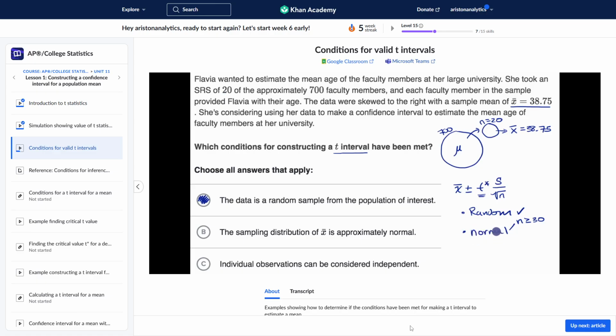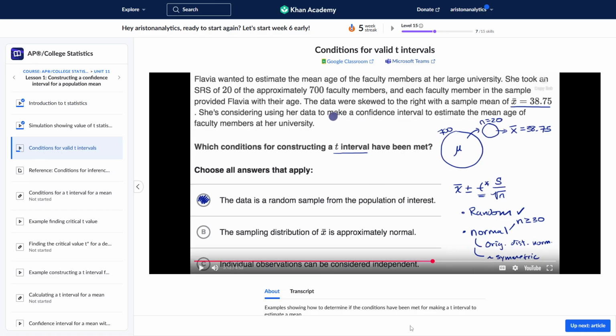That's not the only way to meet the normal condition. Another way, if we have a smaller sample size, smaller than 30, is if the original distribution of ages is normal, or even if it's roughly symmetric around the mean, so approximately symmetric. But they tell us that the data were skewed to the right. You could have faculty members who are 30 years older than this, 68 and 3/4. Think about it: your likely sample is not symmetric, and the original distribution is unlikely to be normal. Think about it.